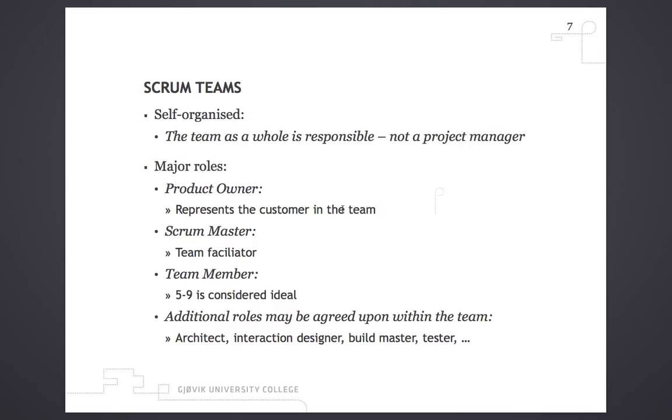Scrum teams. They are self-organized. The team as a whole is responsible, not a project manager in the team. So you have no authority within the team. But you typically have a Scrum Master, and some think that the Scrum Master is the project manager, but it's actually not. It's the whole team that manages what should be done during a sprint or during the whole project.